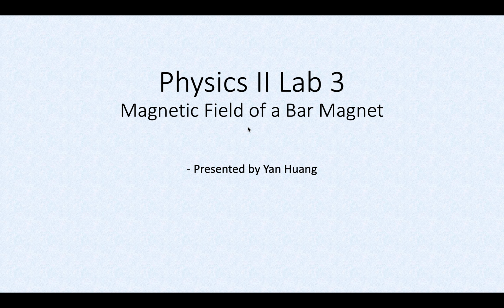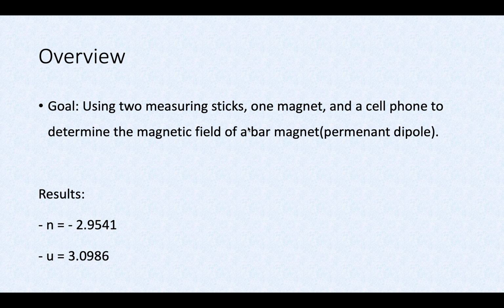I will go through Lab 3 for Physics 2, Magnetic Field of a Bar Magnet. So, an overview: for the goal of this experiment, we use 2 measuring sticks, 1 magnet, and 1 cell phone to determine the magnetic field of a bar magnet. And the results: I get n equal to negative 9541 and the magnetic moment 3.0986, which I will explain further later in the next slides.